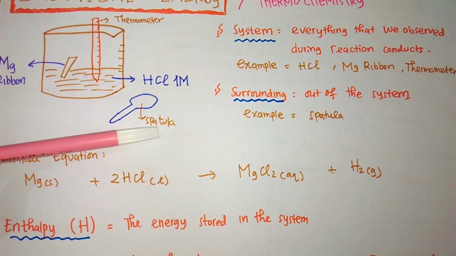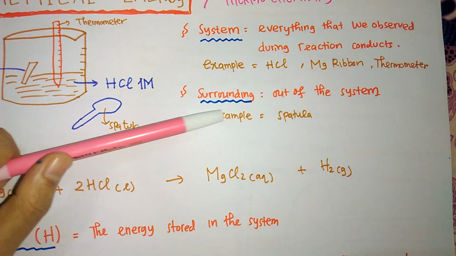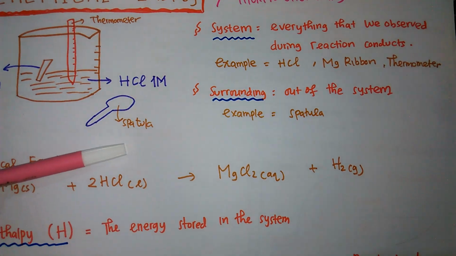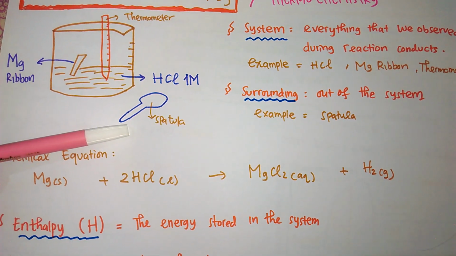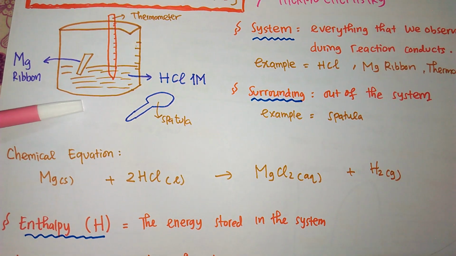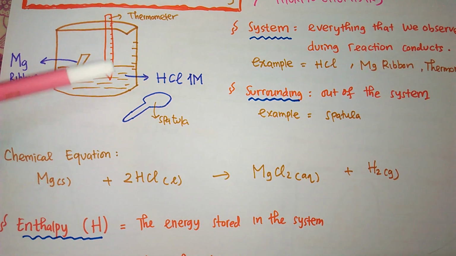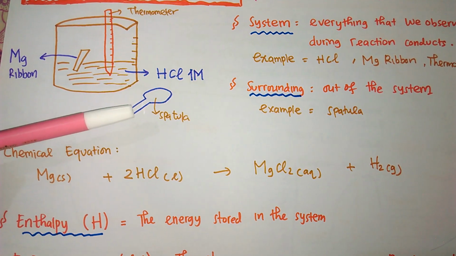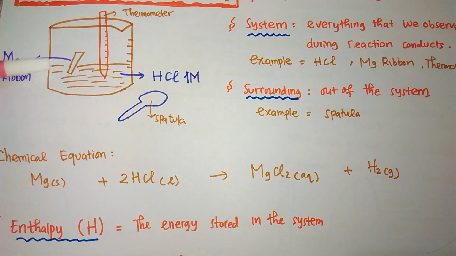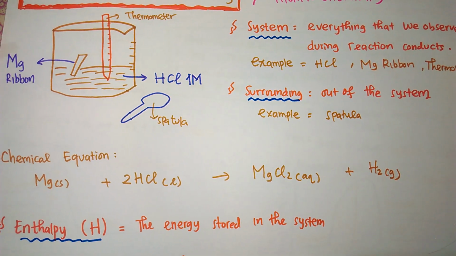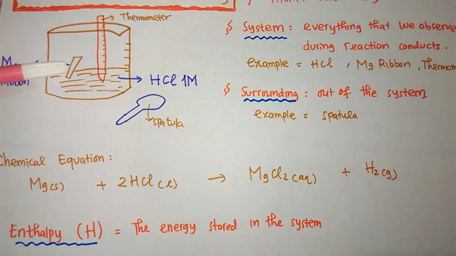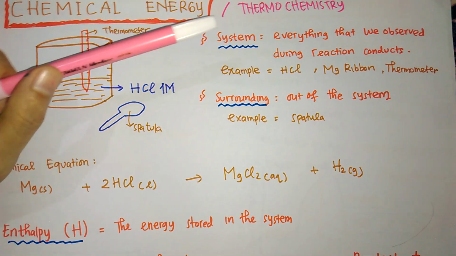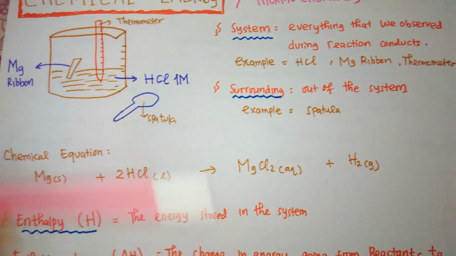Am I right? Yeah. So the surrounding, we can say, is out of the system. Out of the system here there is the spatula, or probably something else on the table. Out of the system, we call it the surrounding. So in this case, the surroundings are the spatula and also the wall of the beaker, but on the outside part. The inside part is still called the system. Well guys, now you already have a good understanding of system and surrounding.